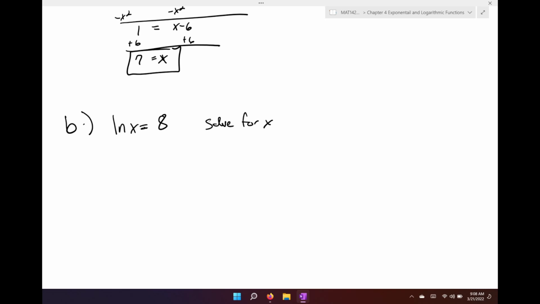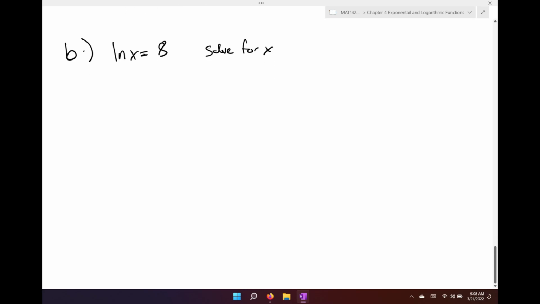So if you want to take the ln of 8, you're going to have to take the natural log of x, and that doesn't help us out at all. So we need some guidelines to help us with this, and the guidelines I'm going to give you are very similar to the previous. So first, we're going to isolate the log.